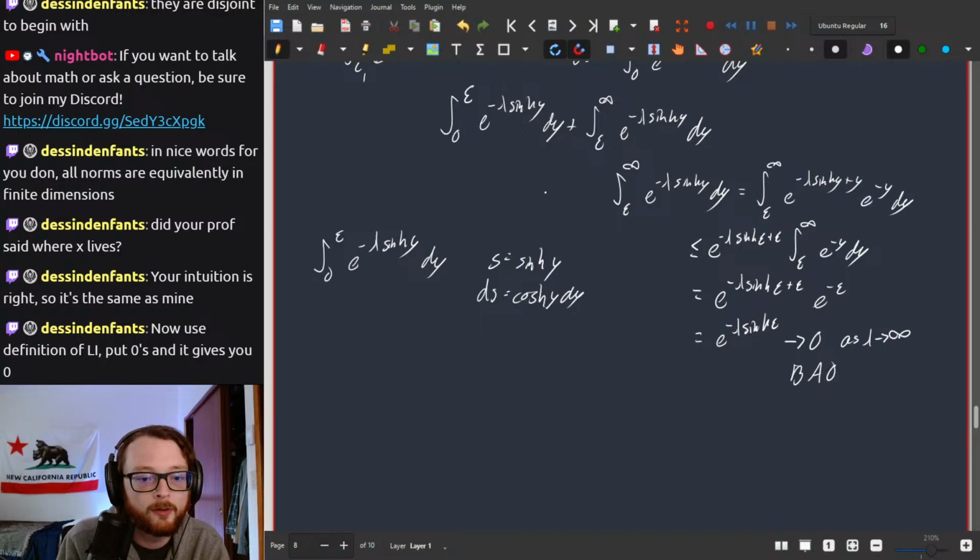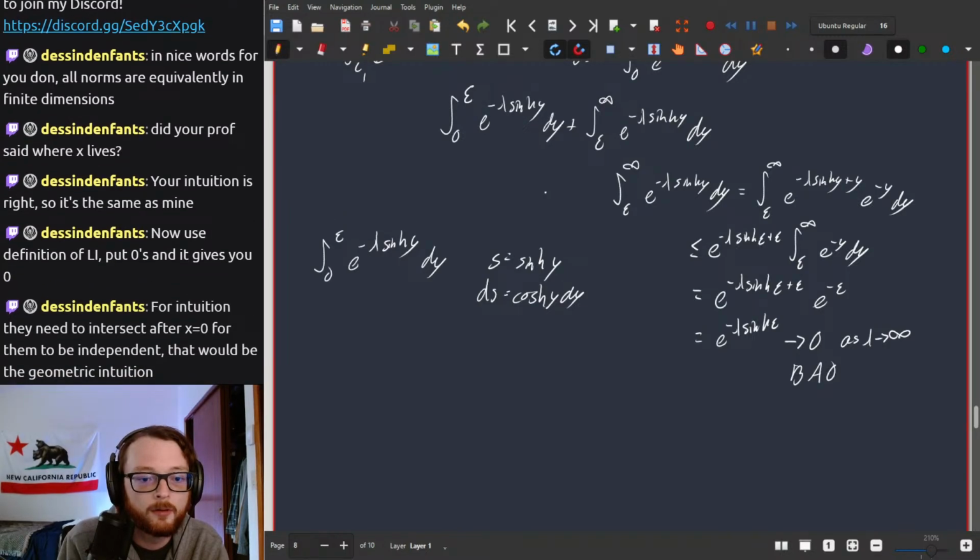This is gonna get a little messy, because this is gonna become sech y ds equals dy. And we need to get rid of that. Is this gonna be sech of arcsinh? Is that what you're telling me? This is so cursed. Does this simplify?